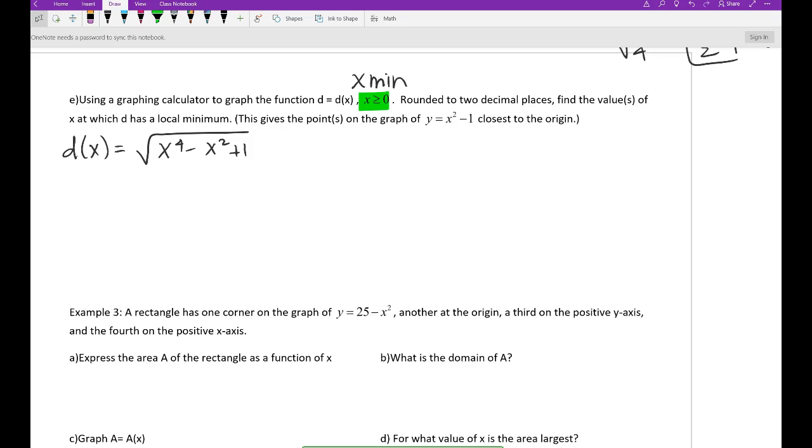How do you find the minimum now using your calculator and only your calculator? Second, trace, and then go down to minimum. All right, find that. Once you have that, compare it to your team and then we'll write it up.